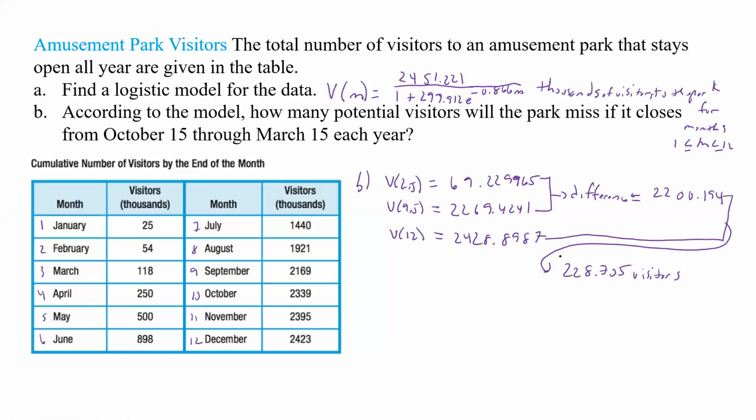Actually, because we still have our units here, and this whole calculation was in thousands, it's 228.705 thousand visitors. That's how many they're missing. So if we wrote that out, that's actually 228,705 visitors that they're missing per year between October 15th and March 15th. Okay, so that's all for this one, and I've got one more, and then I think that should be all for this section.